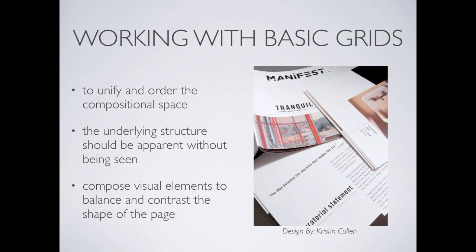So in terms of working with our basic grids, we're going to use this to order and kind of unify the compositional space as a whole. So we're going to establish this grid as a backbone for what we're trying to do, but we're not going to be tied to it in a way that everything has to fit within this grid. If we have a piece that doesn't quite fit, we're going to break the grid and use that to our advantage. Okay? It should be the underlying structure without being super apparent in what we're trying to do.